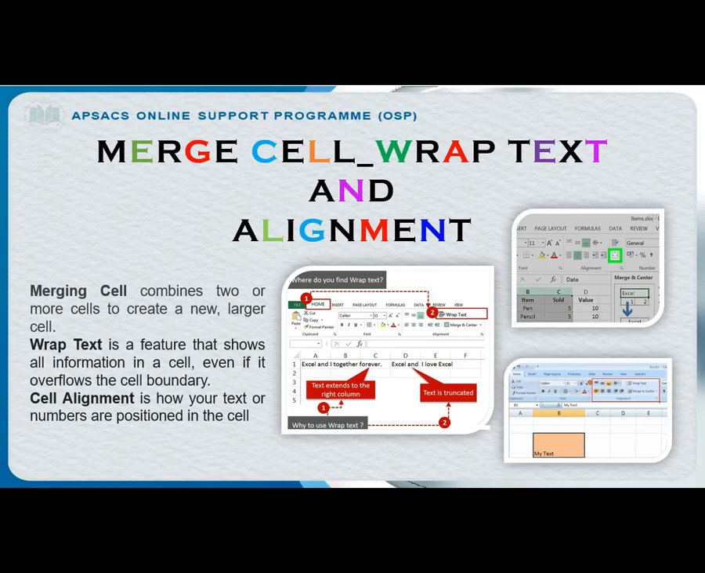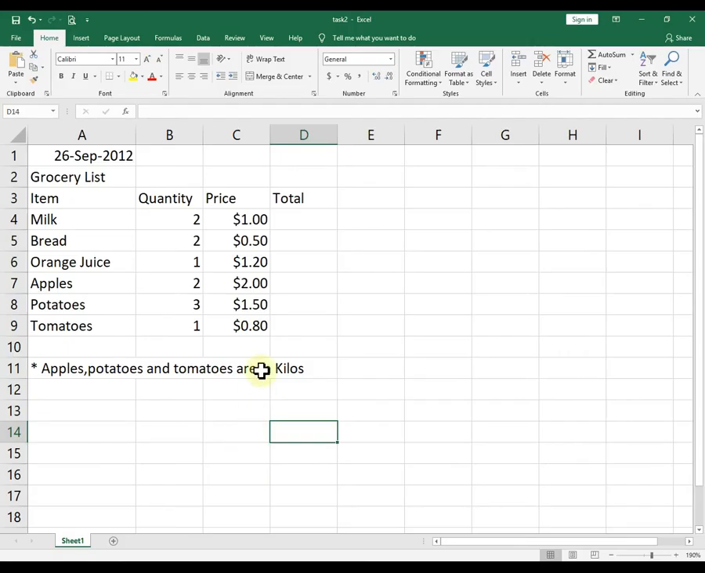Merge cell, wrap text and alignment. The previous talk was about how you can format data. All of these options are included in a single window. Let's learn how to apply merge cells, wrap text and alignment of the cell. How to merge cells, wrap the text and align it.